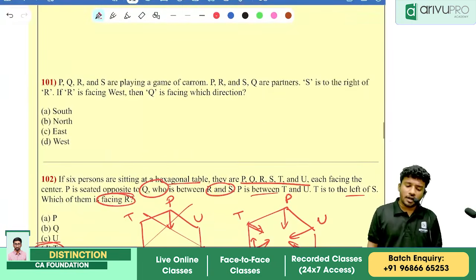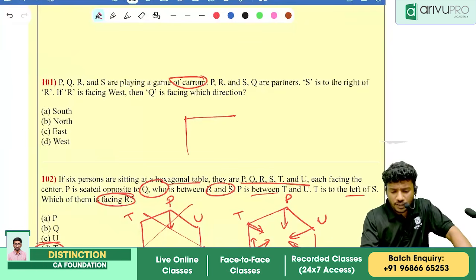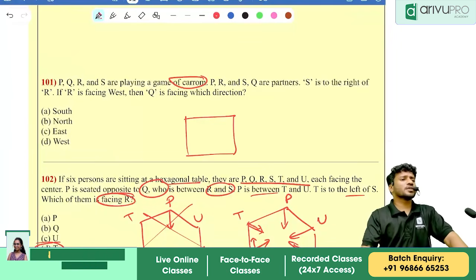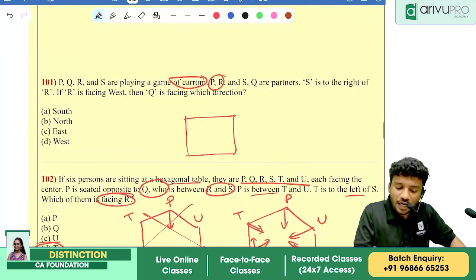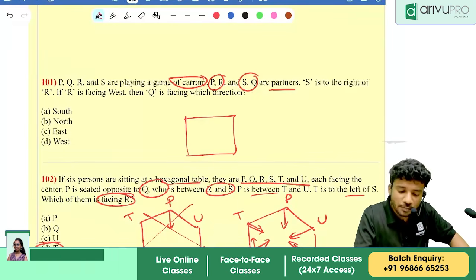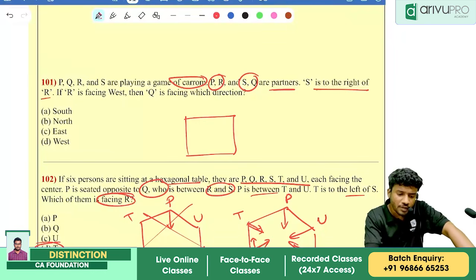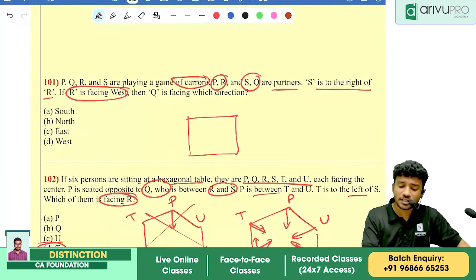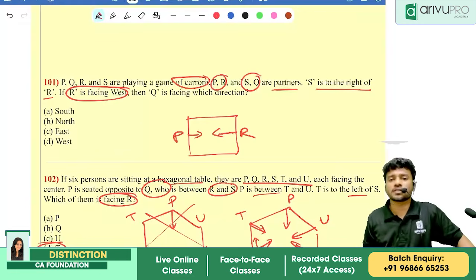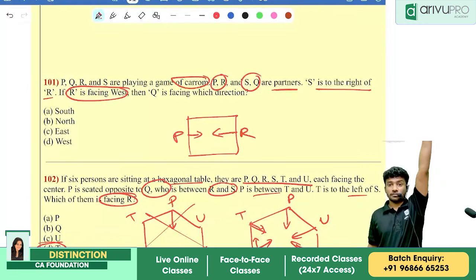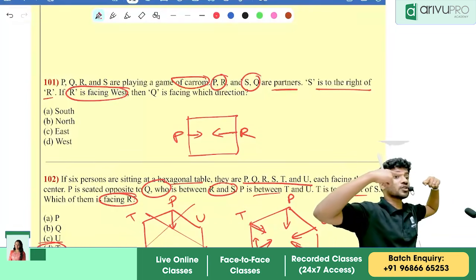Look at this question. P, Q, R, S are playing a game of carom. Do you know the rules of carom board? Whoever sit opposite to each other are friends or teammates. Then PR and SQ are partners, which means they are sitting opposite to each other. R is facing west, meaning R is looking towards this direction. Then P will be looking towards the east direction. Why? Because they both are partners, and partners will sit opposite to each other.